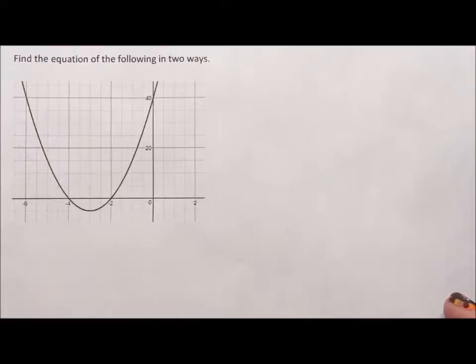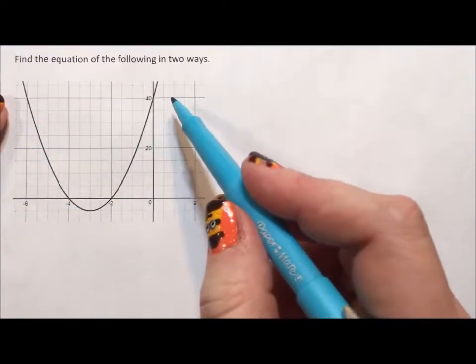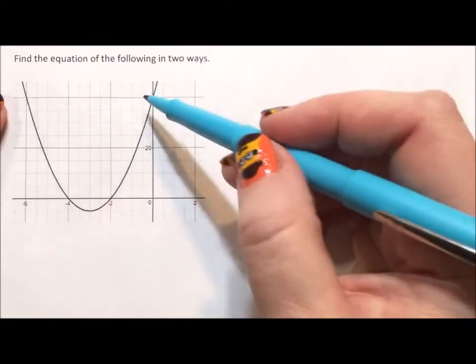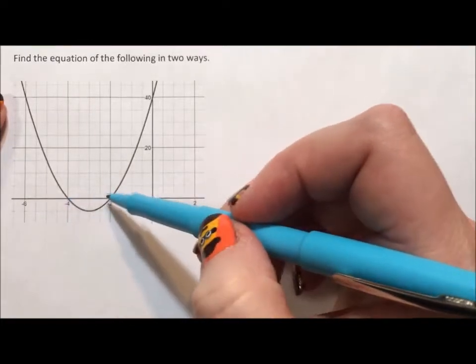Today I'm doing a series of videos on parabolas and their graphs. In this one, I want to find the equation of this graph. It says find the equation of the graph in two ways. We need to be really careful and cognizant of the scale.